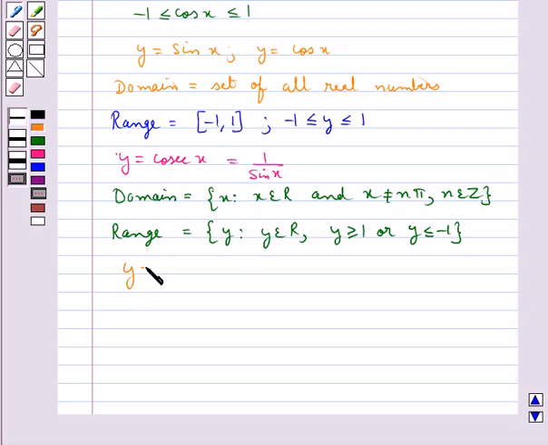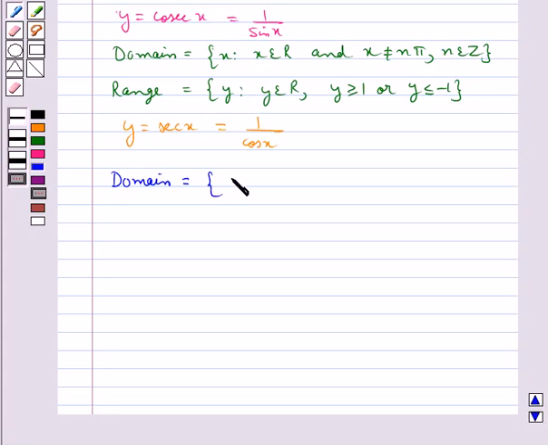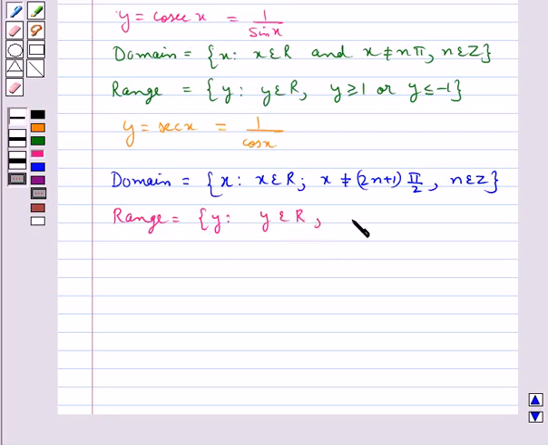Then we have y equal to sec x, that is 1 upon cos x. For this we have domain is the set x such that x belongs to R and x is not equal to (2n plus 1) multiplied by pi by 2, where n belongs to Z. And range of this function is the set y such that y belongs to R, y is less than equal to minus 1 or y is greater than equal to 1.